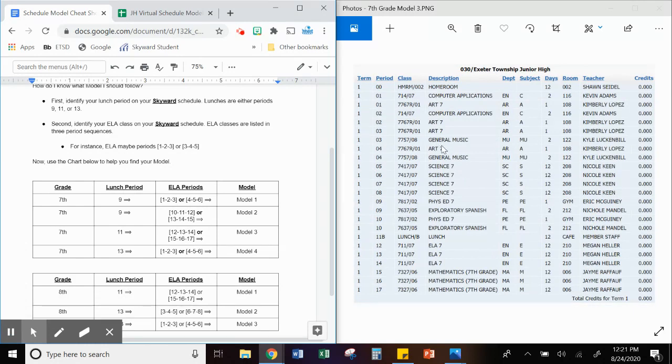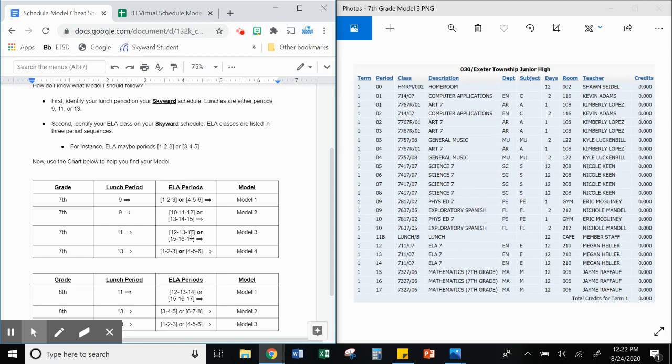Okay, so now we are looking at a Model 3 schedule for a 7th grade student. So we know this is a 7th grade student. We're now looking for lunch. You'll notice that no longer is lunch going to be period 9, but lunch is actually in here as period 11. The next thing we need to do is still find our ELA class. Well, our ELA class here is 12, 13, and 14. If you go to the cheat sheet, you will see period 11 lunch, ELA periods 12, 13, and 14.